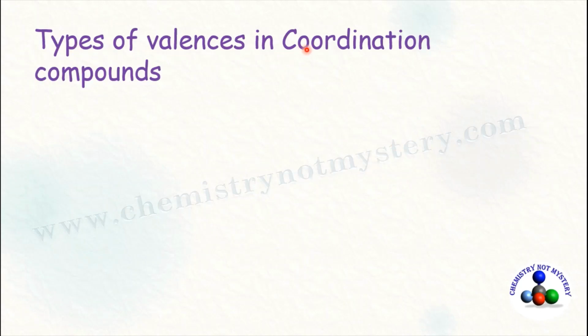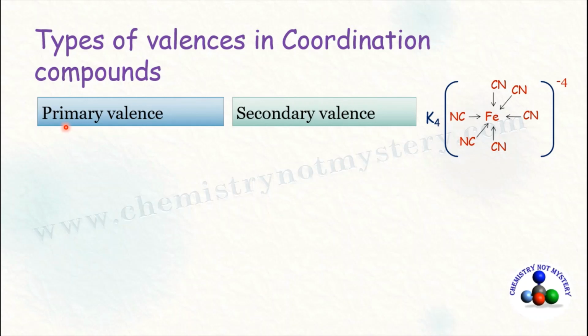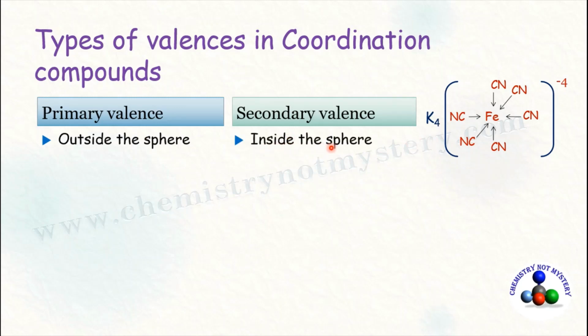Now come to the types of valencies in coordination compounds. In coordination compounds, there are two kinds of valencies. One is primary and the other is secondary valency. Primary valency is present outside the sphere. For example, in this coordination compound, K4 is present outside the coordination sphere, so it is bonded by primary valency. Secondary valency is present inside the sphere. In this molecule, cyanide is bonded to the metal by the secondary valency.